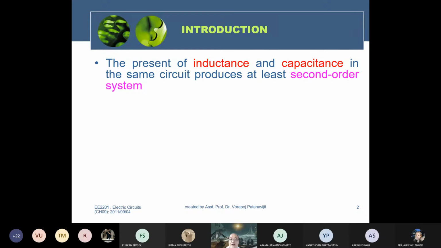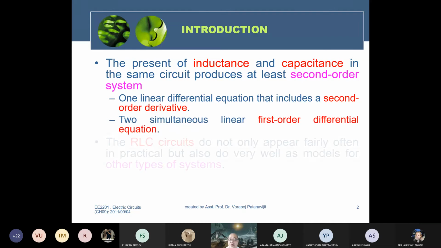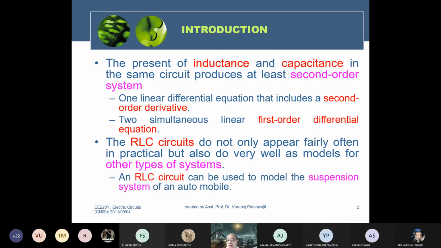This will produce a second order system, which you can classify as one linear differential equation that includes the second order derivative, or two simultaneous linear first order differential equations instead. RLC circuits not only appear very often in practice, but also serve very well as a model for other types of systems. The RLC circuit can be used to model the suspension system of an automobile too.